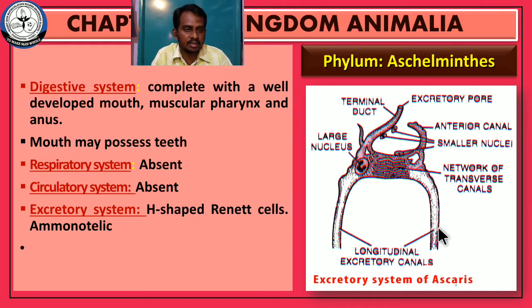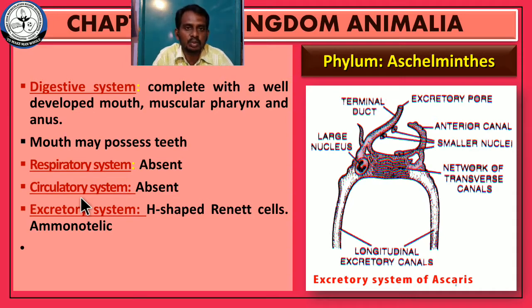This is a structure of a Renette cell. Excretory structure oda structure paarenga eppadi irukku. Okay. And these animals are ammonotelic. Ammonotelic means these animals excrete the ammonia as a waste product. Ammonia va waste product eliminate pannuvaanga.